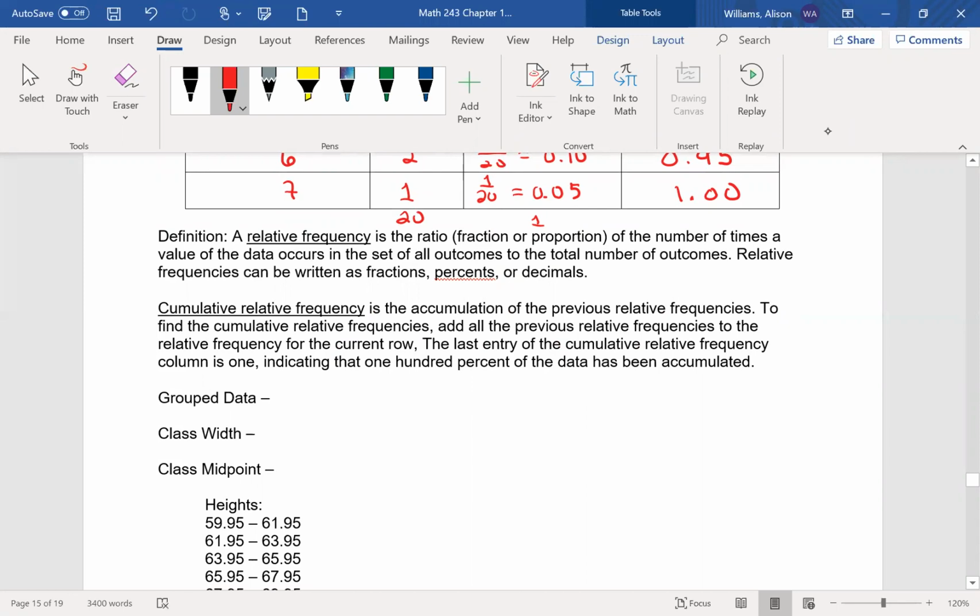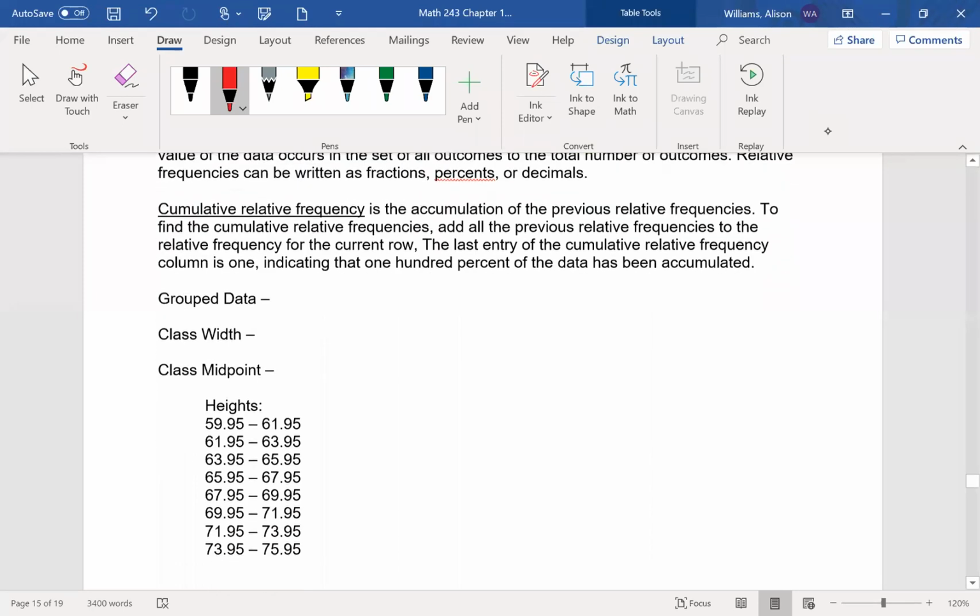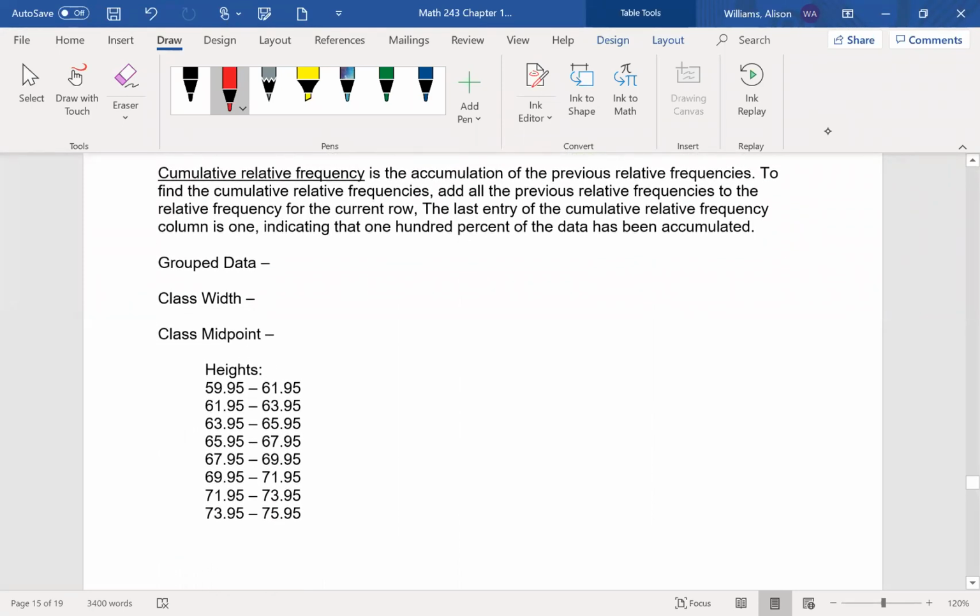Okay, so we're going to look at a different type of example. In this example, I actually just listed below the data that we're looking at. This is called grouped data. So this is data that is organized as intervals. We're talking about heights in this example that are going from 59.95 to 61.95. So it's an interval of numbers. They also call those intervals classes. That's another term they use, classes.